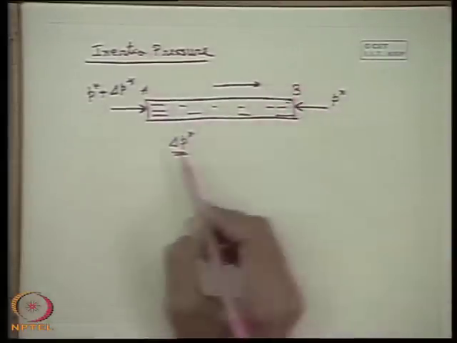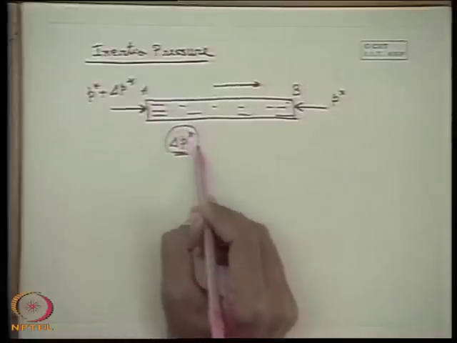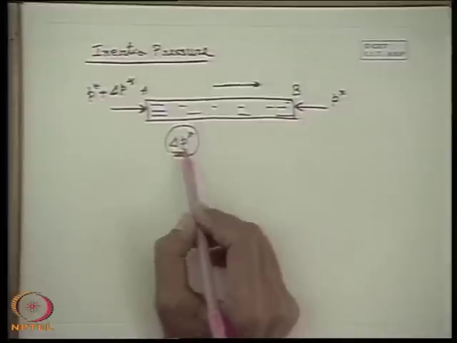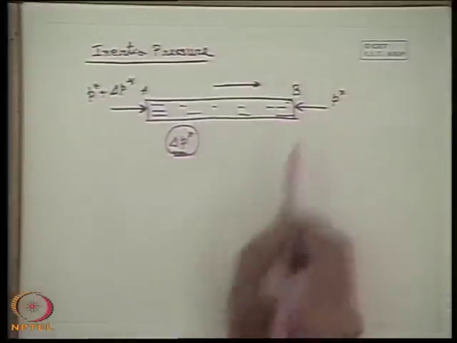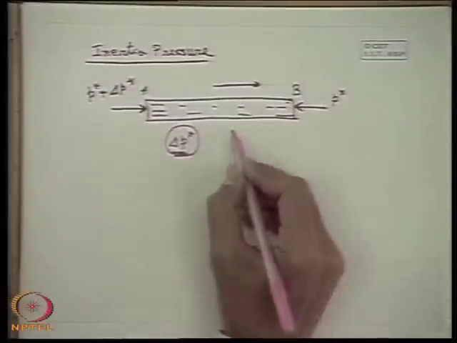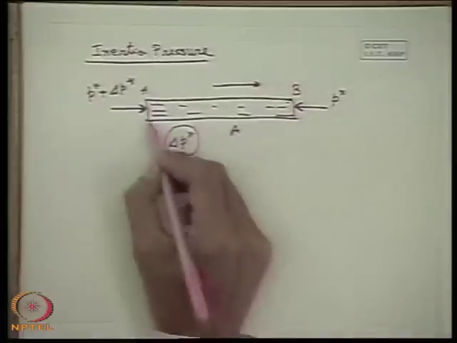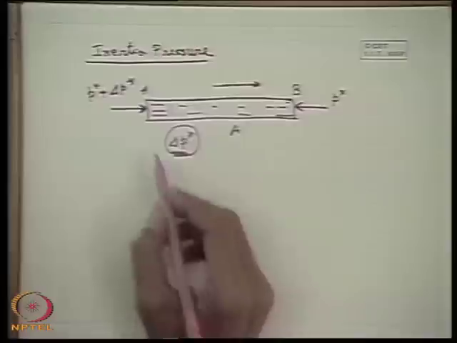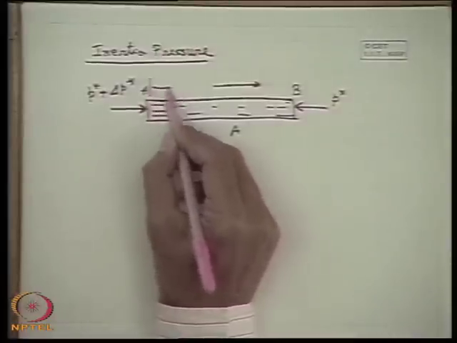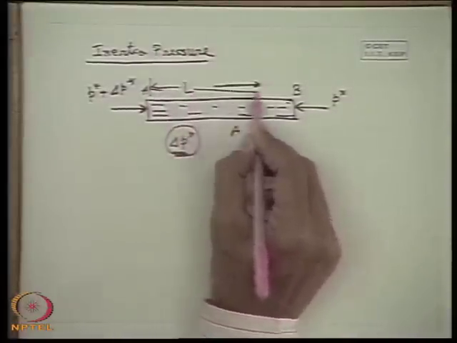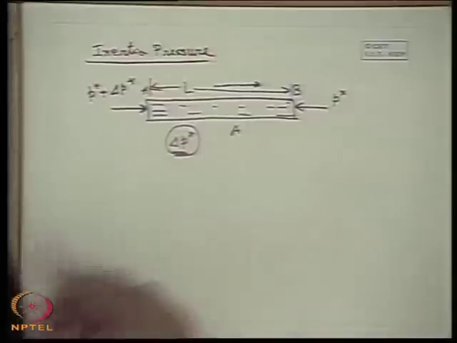Let us find out what the magnitude of this delta P star is in terms of the change in the velocity which accelerates this fluid column at any instant. Let us consider A as the cross-sectional area of the stream tube, and let us consider L as the length of the stream tube.